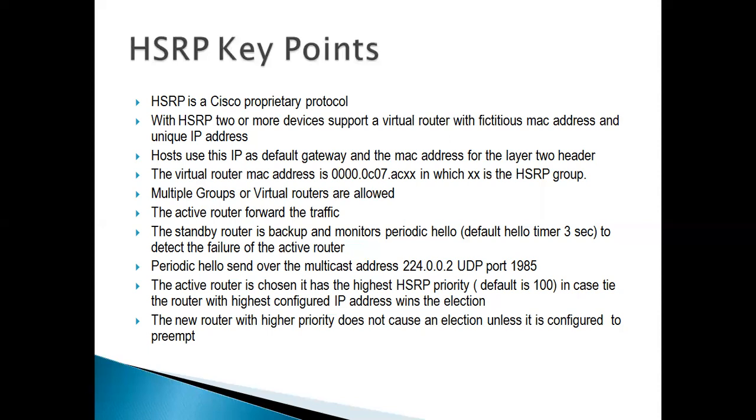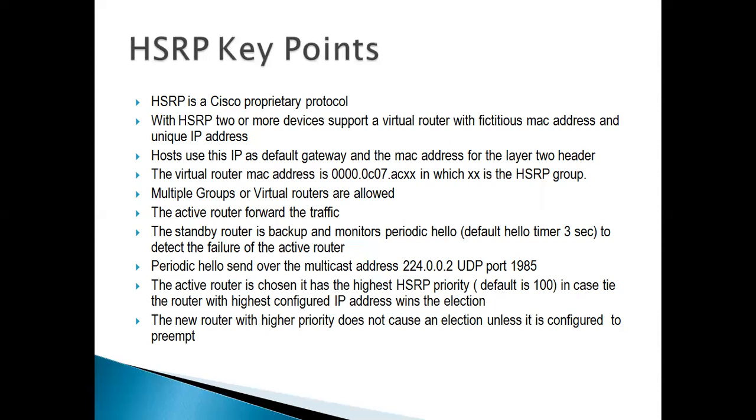The active router is chosen; it has the highest HSRP priority. When we configure HSRP on the router, we define the priority, and the highest priority is always preferred in the election process of the active router. The default priority is 100. If we have not set any priority while configuring HSRP, then it will take the default priority, which is 100.